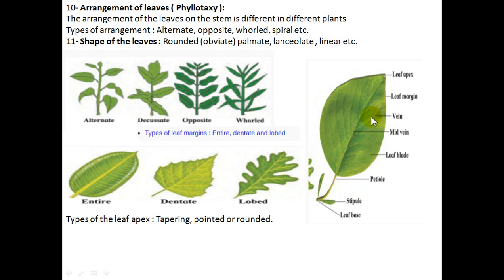This is called midvein, and this is called leaf blade. This portion is known as leaf blade. This is petiole, through which the leaf is attached to the main stem. Stipule is somewhere present, somewhere not present. In some plants you will see the stipule, the smaller leaf present at the end of the stalk, but it is not seen commonly. Leaf base, this portion from where the leaf starts arising from the main stem, is called leaf base.